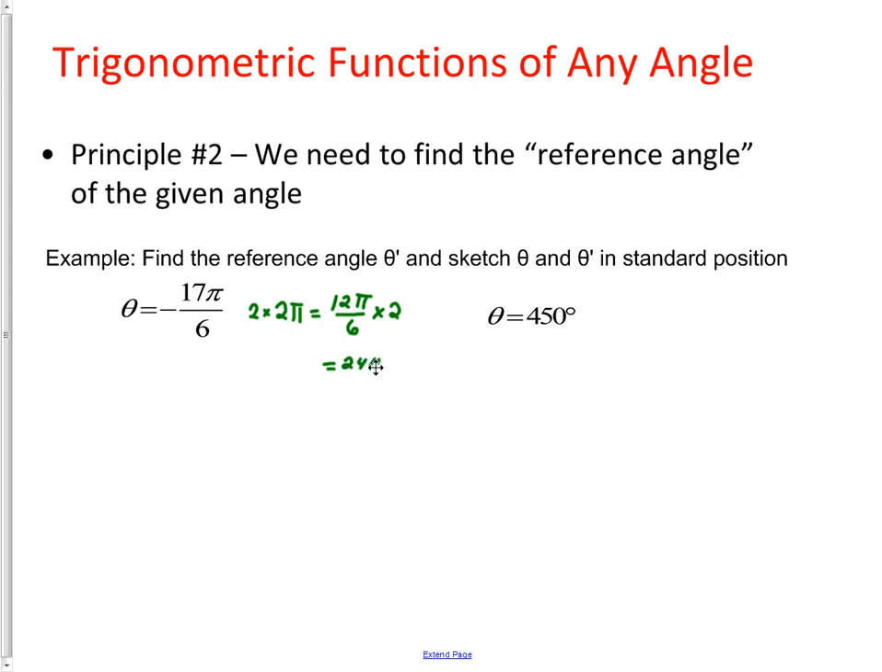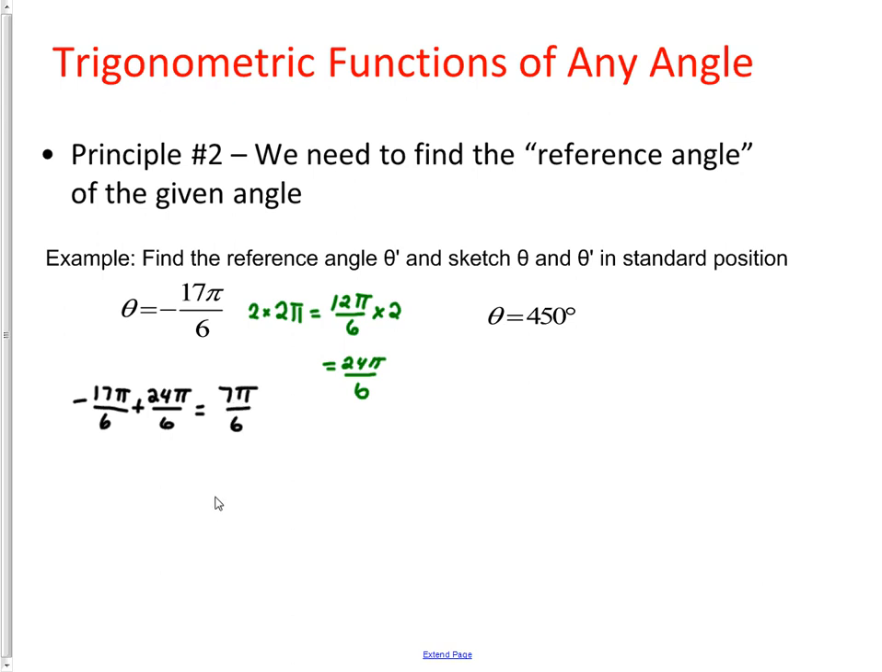All right, so that is 24 pi over 6. So in order to handle this calculation, we're going to take negative 17 pi over 6 and find my coterminal angle between 0 and 2 pi. Let's see. So if I add 24 pi over 6, the coterminal angle is 7 pi over 6.